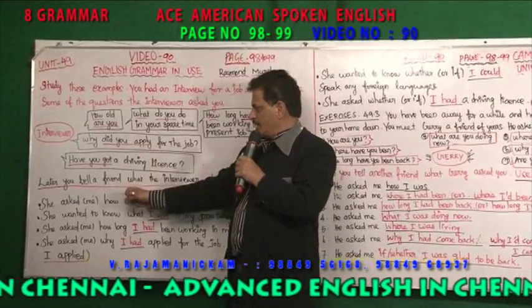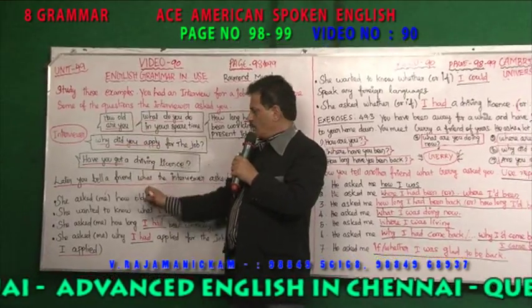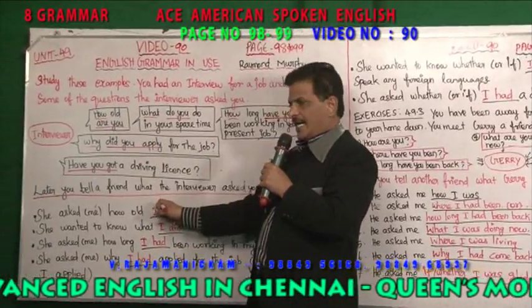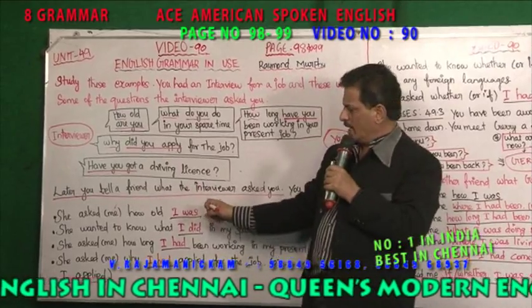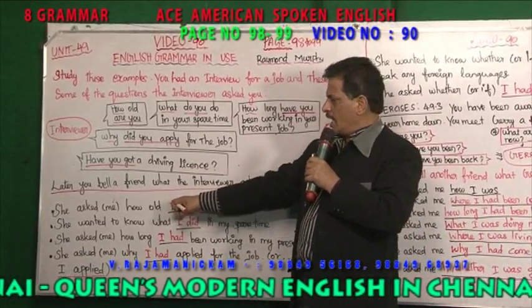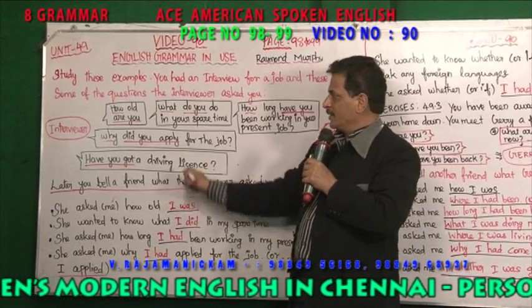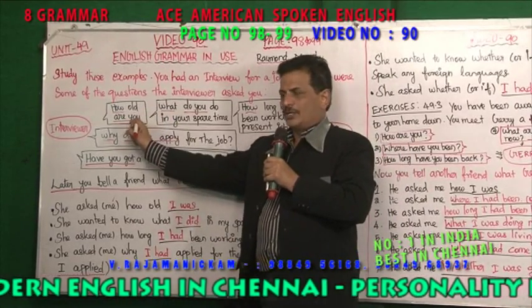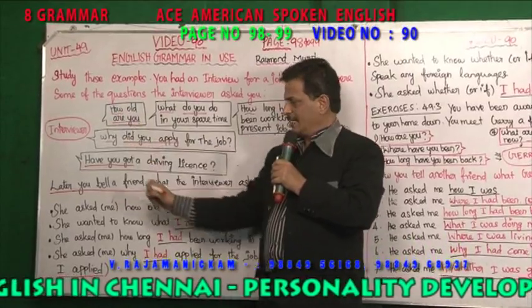How old are you? Changes into how old I was. You changes into I. Are changes into was. Why are you not using where? Because the subject is I. See, how old I was, right? Here, are you: before you, the auxiliary verb.